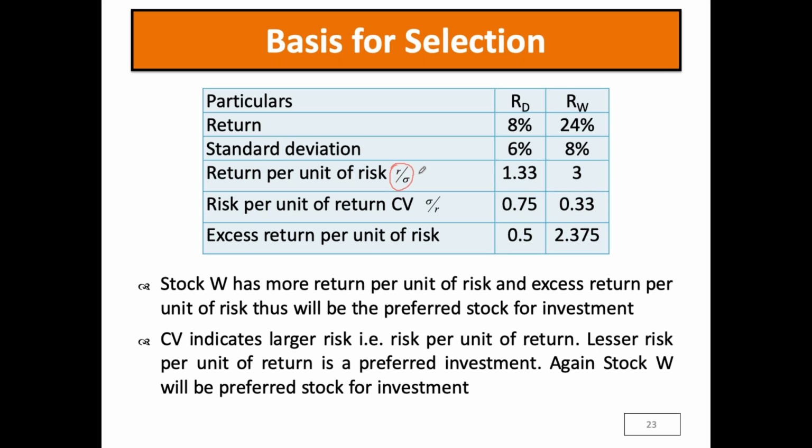So first measure जो मैं use कर सकता हूँ, that is return by risk. Return by risk means if I take 1% risk, how much is the compensatory return. So return is 8 and risk is 6. So 8 by 6 gives me 1.33, and 24 by 8 is 3. Because risk is in the denominator and return is in the numerator, which one is better? Higher is better or lower is better? Between these two, 1.33 and 3, which one is better? Higher is better. Correct. So W is having a better risk return proposition.